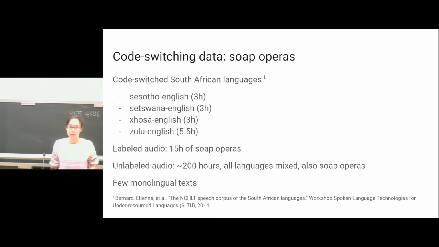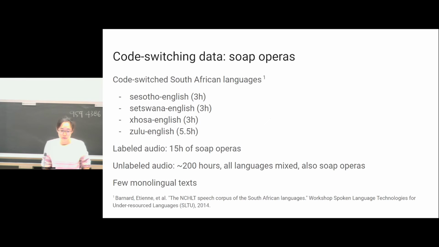So for the experiments, I will always use this data, which is from soap operas. It's from 4 different South African languages. So each time you have one South African language, and then you also have English. And so in total, for the 4 pairs of languages, there is 15 hours of labeled data.